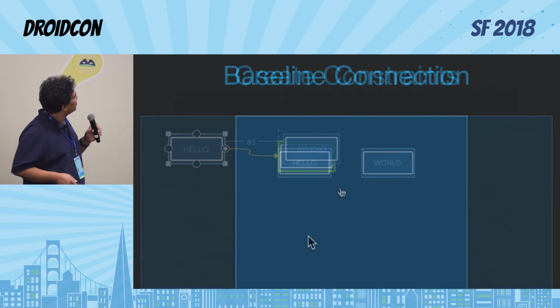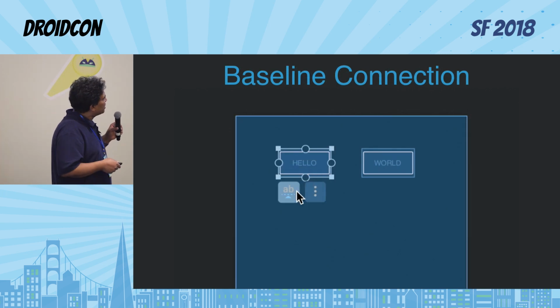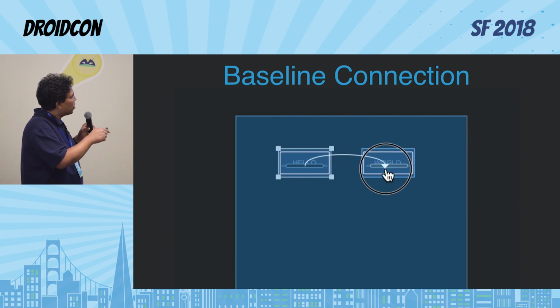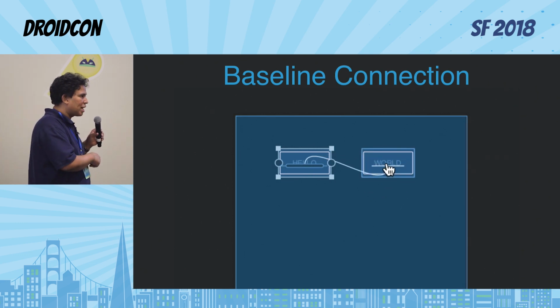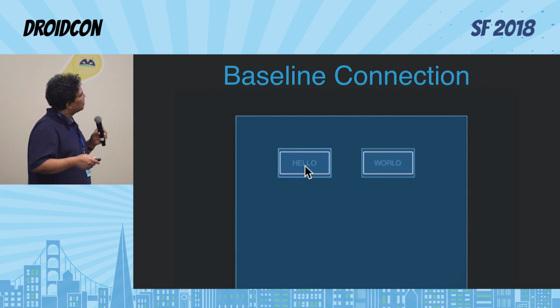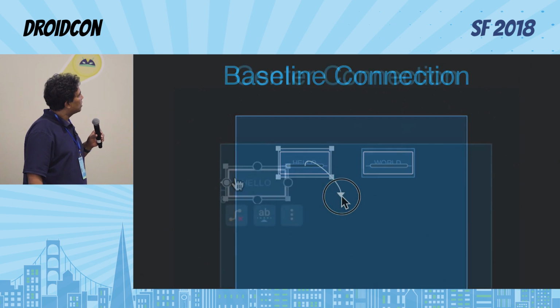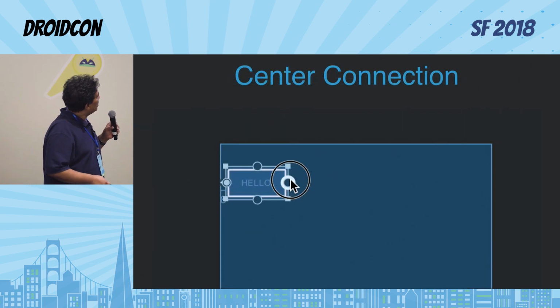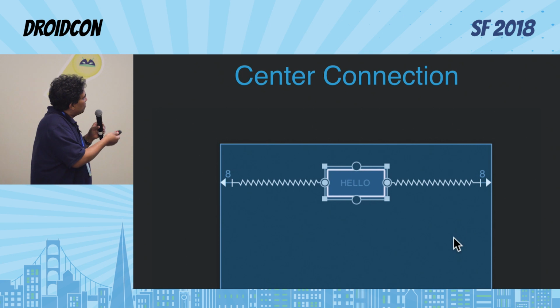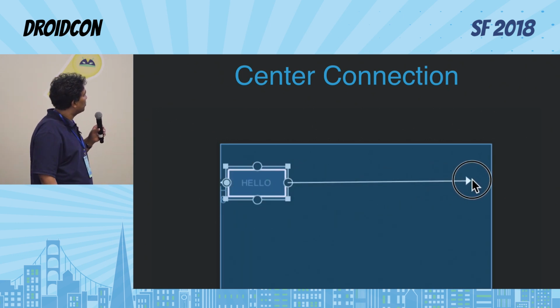Another one that sometimes gets a little confusing for people is how to make a baseline connection where you actually constrain the baseline of two views. And we have a little tiny affordance to allow you to do that. Now, in this case, I'm just going to show you, you can simply make the center constraints by just dragging the lines between the two of them.